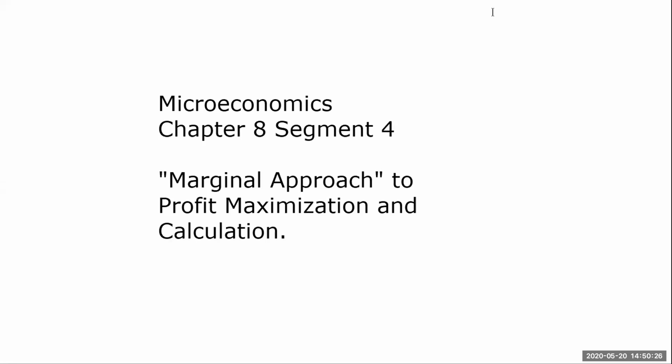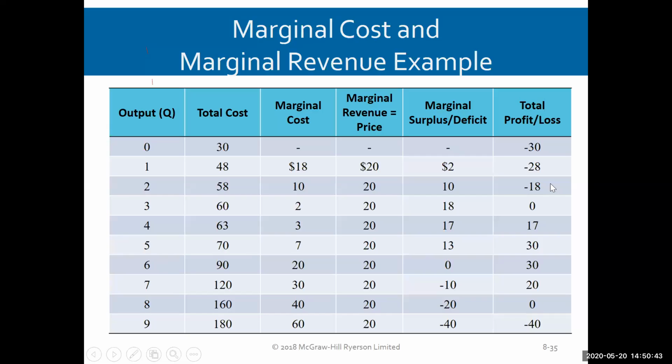We're going to look at the marginal approach to profit maximization and calculation. Last segment, we looked at the total approach to profit maximization and calculation. Here we're looking at the marginal approach. So let's take a look at the slide, and you'll see there's a few key things we really need to stay aware of. The first is, what is marginal cost and what is marginal revenue? And I'll show you those again. We'll take a look at it.